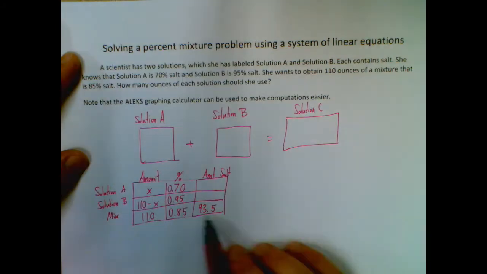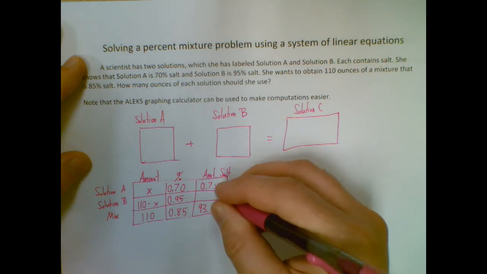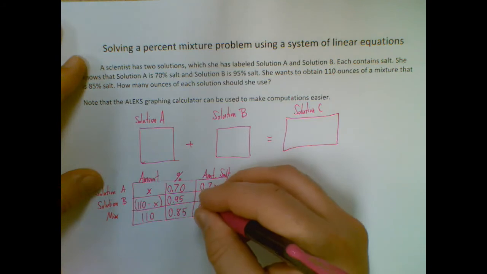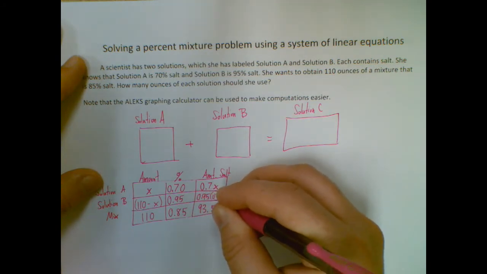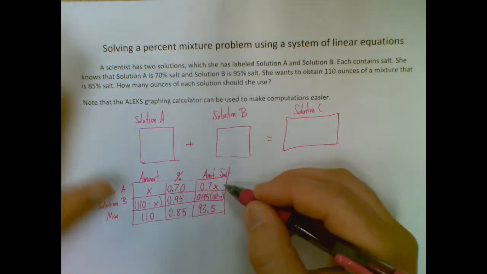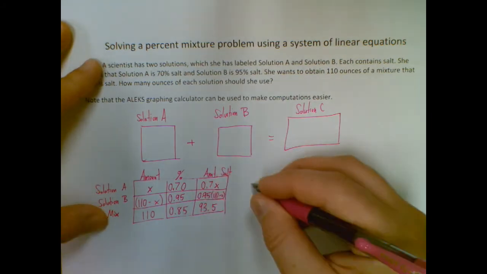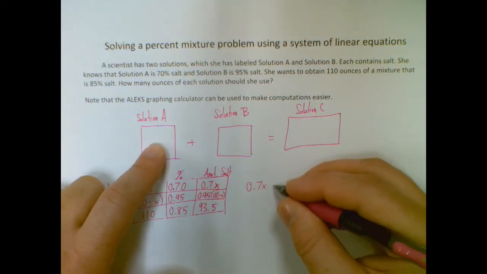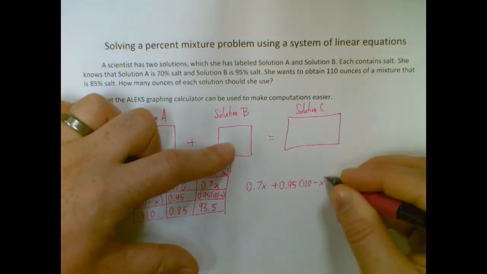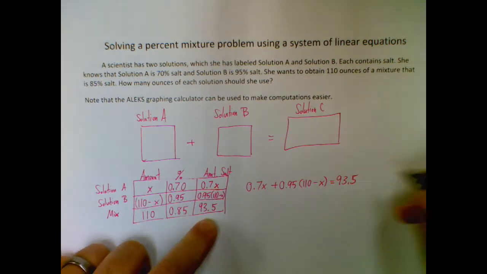And I'm going to do the same thing here. It's just not going to work out as nicely because I have variables. So I have 0.7x, and here, this whole thing is treated as being in parentheses, it's a single unit, so 0.95 times 110 minus x. To figure out my equation, I just need this column now. So I'm going to make my equation as 0.7x, that's how much is in here, plus 0.95 times 110 minus x equals 93.5.